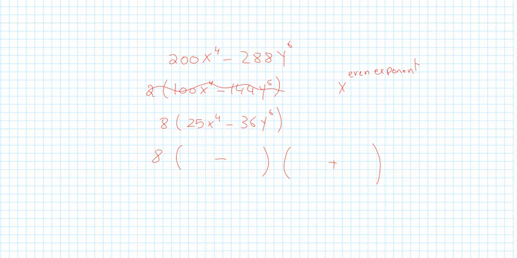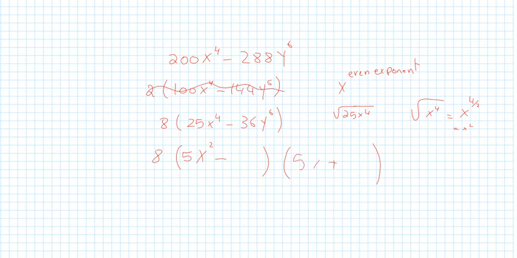I have to square root it, right? So let's square root 25x^4. What's the square root of 25? 5. What's the square root of x to the power of 4? x to the power of 2. Remember that anytime I square root a letter, I divide the exponent by 2. So the square root of x^4 is the same thing as x^(4 divided by 2). You always divide by 2. So I put that in the first spot.